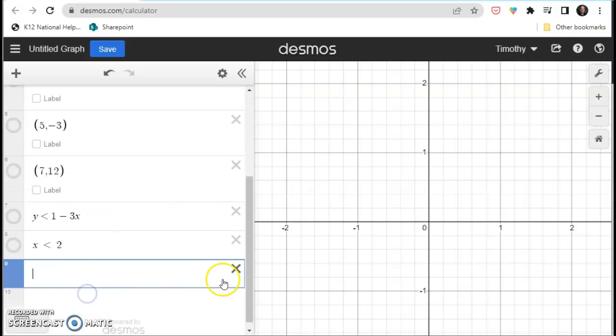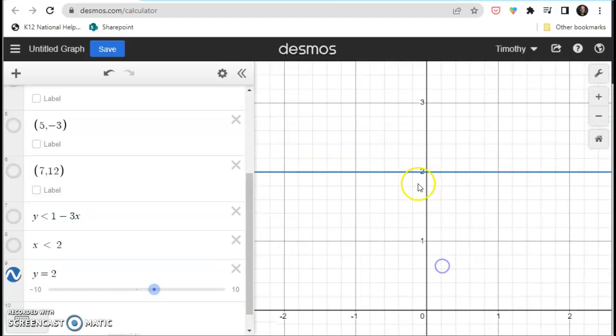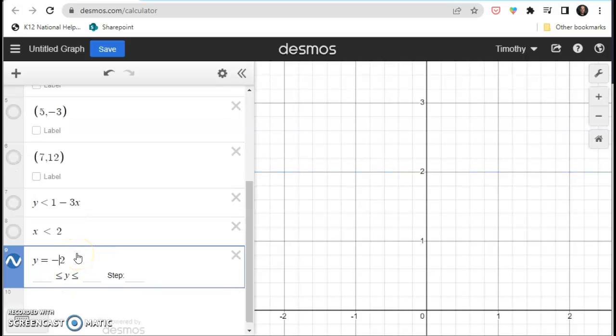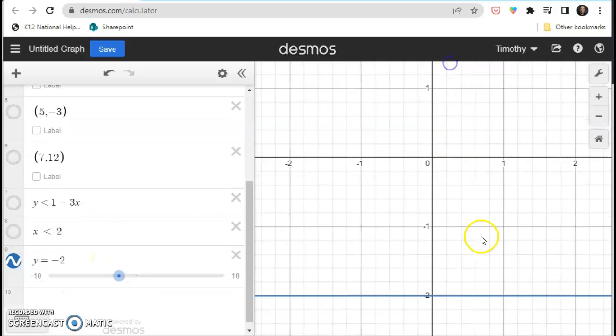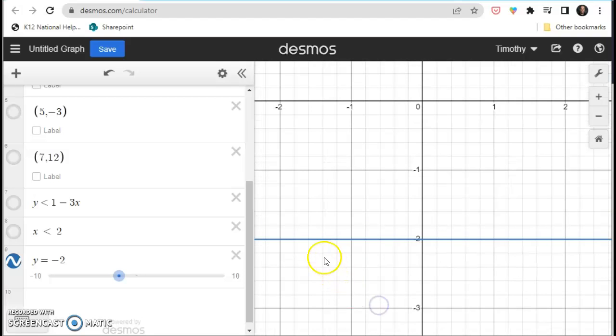All right, I'm going to go down here. I'm going to say y equals 2. Notice we have a horizontal line passing through 2 on the y-axis. Say I wanted to make it negative. It would be down here at the bottom, at -2, underneath the x-axis.